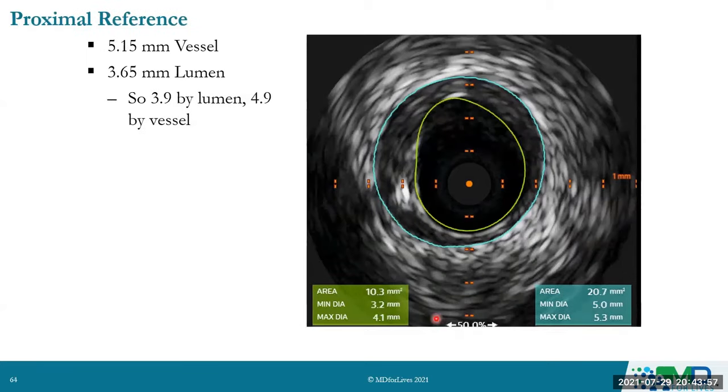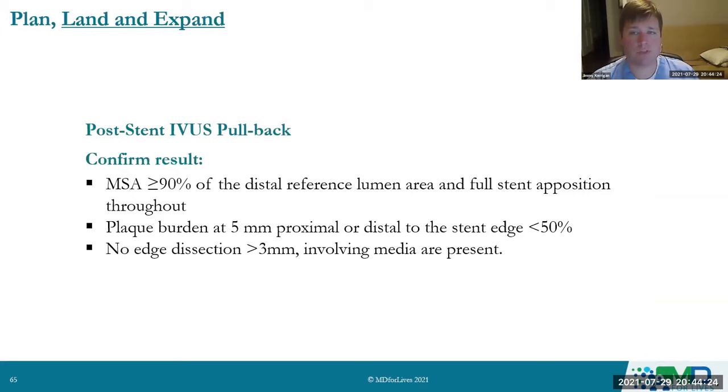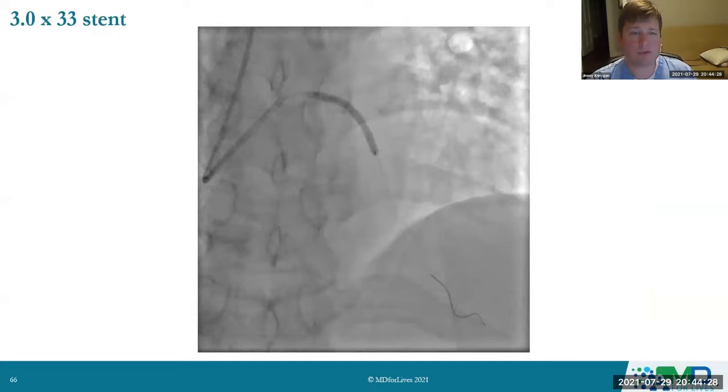The proximal reference, we do the exact same thing. Find an area with less than 50% plaque burden. We'll go with 50.0 as being adequate, I hope. We measure the vessel. So 5.0 and 5.3 becomes 5.15, the average. The lumen, which is not circular, 3.2 and 4.1 is 3.65. So add a quarter to the lumen, take a quarter away from the vessel. You get 3.9 millimeters by the lumen, 4.9 millimeters by the vessel. I take the smaller, because again, you can always post-dilate. It's hard to take it back. So I used a 3.0 by 33 stent and then went back in with intravascular imaging.